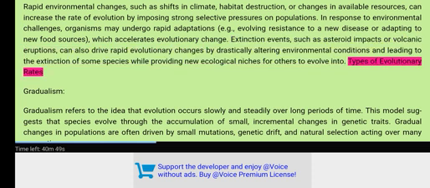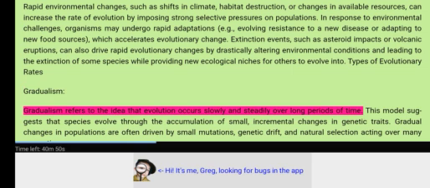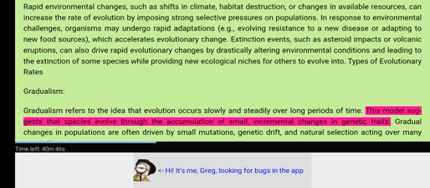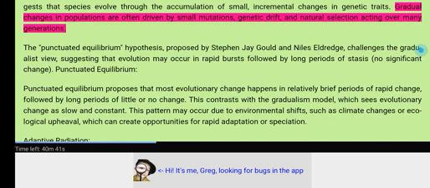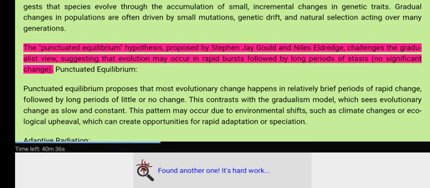Types of evolutionary rates. Gradualism. Gradualism refers to the idea that evolution occurs slowly and steadily over long periods of time. This model suggests that species evolve through the accumulation of small, incremental changes in genetic traits. Gradual changes in populations are often driven by small mutations, genetic drift, and natural selection acting over many generations.